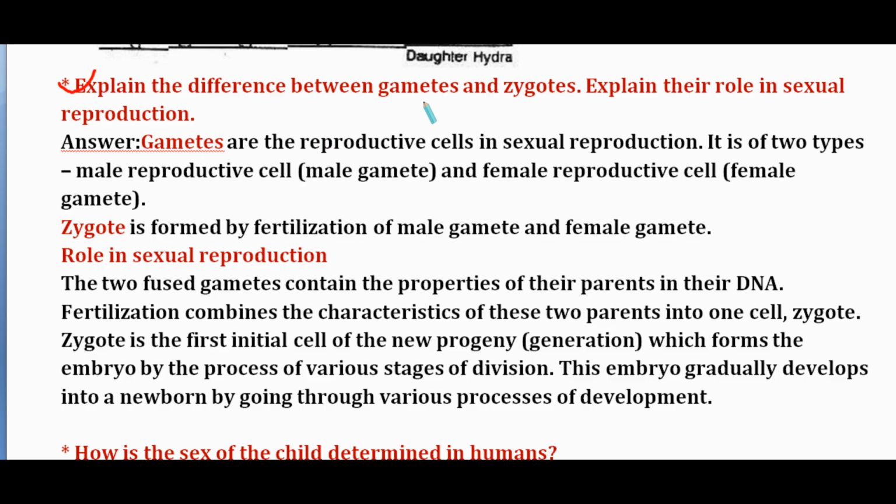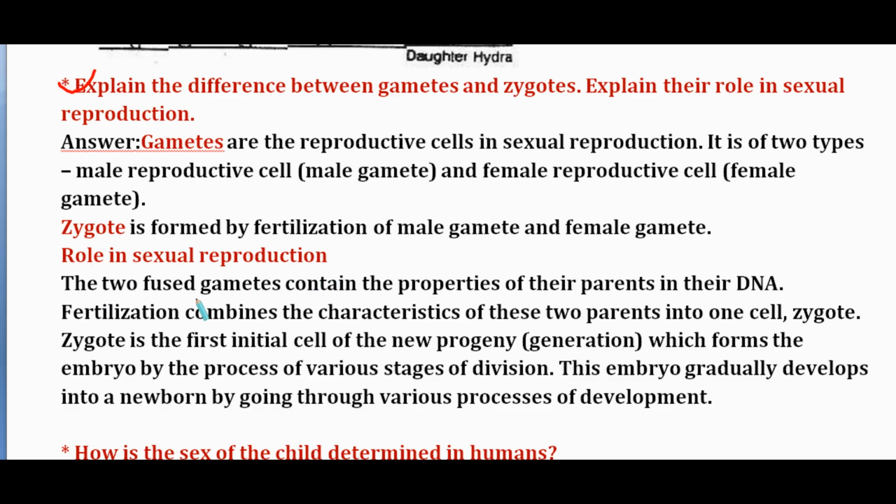Next question, explain the difference between gametes and zygotes. Explain their role in sexual reproduction. Gametes are the reproductive cells in sexual reproduction. They are of two types: the male reproductive cell, known as the male gamete, and the female reproductive cell, known as the female gamete. Zygote is formed by fertilization of the male gamete and the female gamete.